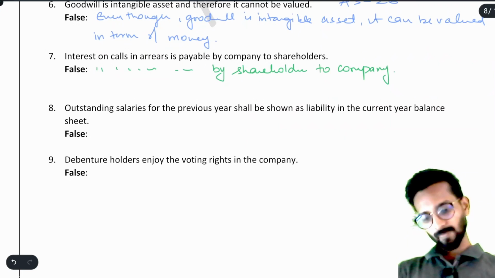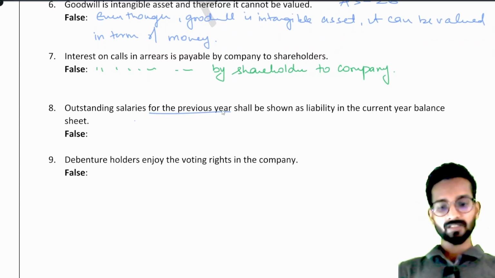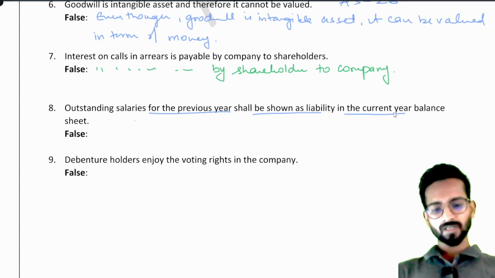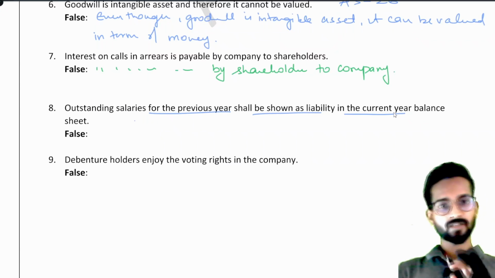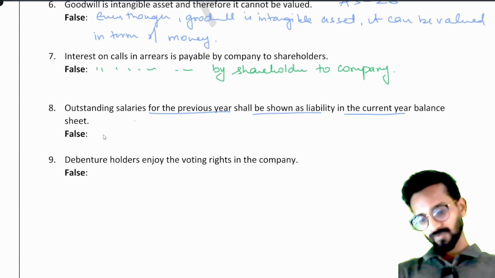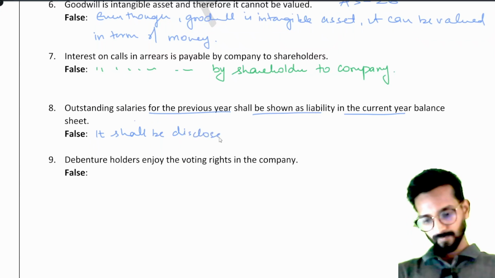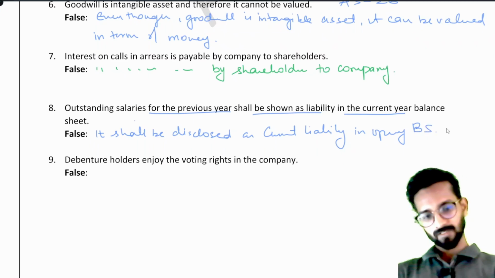Okay, point number 8, outstanding salary. What is outstanding salary? Liability for the previous year, outstanding salary of the last year, shall be shown as liability in the current year. Why? Why will we show this as liability in our current year balance sheet? Obviously not. We will not show it in the current year balance sheet. Where will we show? In the previous year balance sheet, and we can say in the opening balance sheet of the current year. Understood? Because obviously the closing balance sheet of the previous year is the opening balance sheet of the current year. So the statement is false. You will write here, it shall be disclosed as current liability in opening balance sheet. Opening balance sheet. Understood?